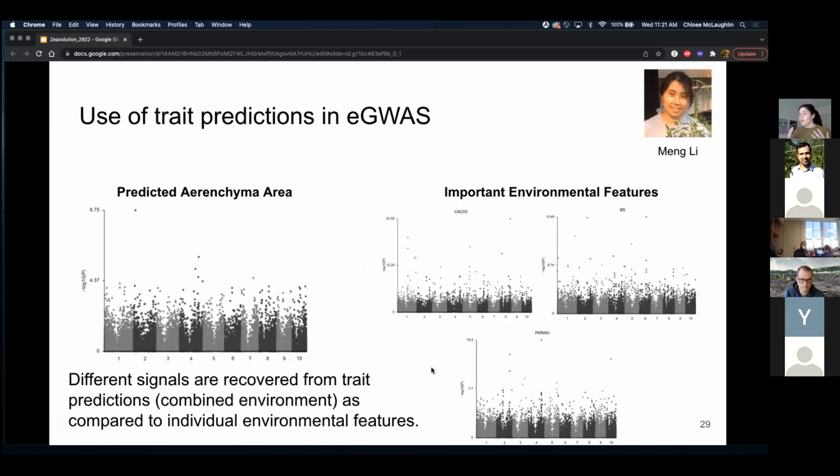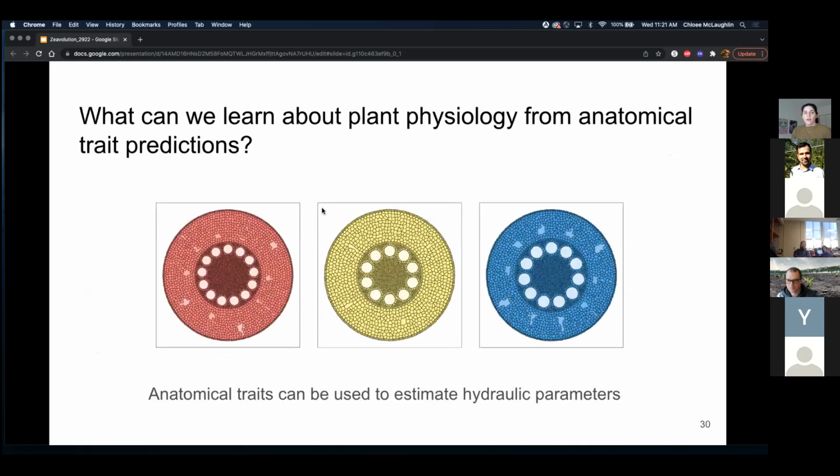So we're getting a different outcome. We're getting a different signal from our composite environmental score trait predictions than we would if we looked at any one aspect of environment. So now we've established this pipeline as being useful for identifying environmental trait associations, and then considering what genetic regions could be associated with that trait variation. But what can we learn about plant physiology from these anatomical trait predictions?